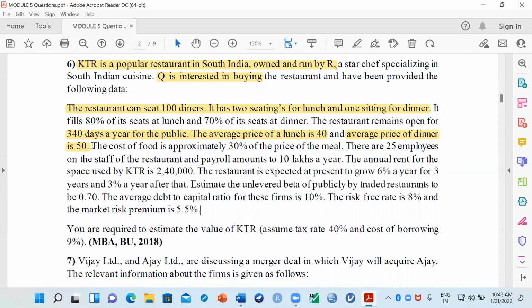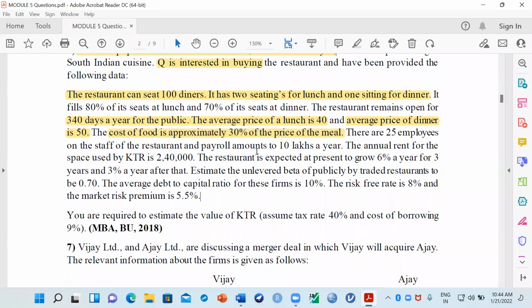Now next one, the cost of food is approximately 30% of the price of the bill. Cost means expenses. When we prepare lunch and dinner, obviously there is some cost involved, and that cost is 30% of the price of the meal. Out of the total, whether lunch or dinner, 30% is the cost.